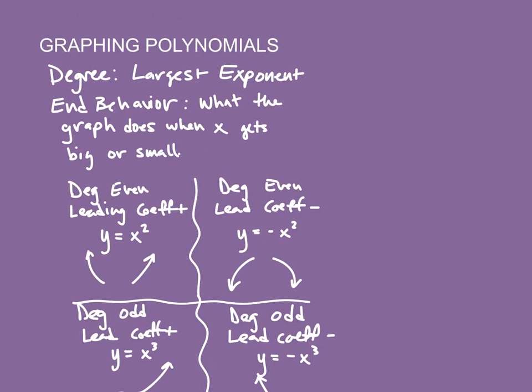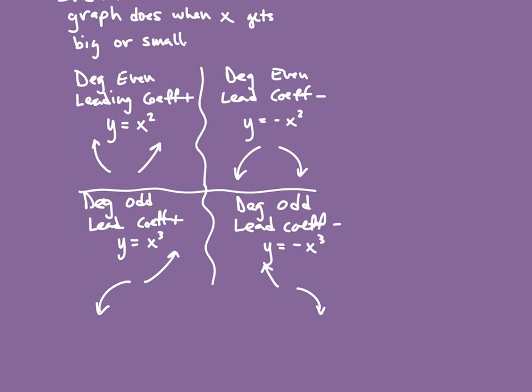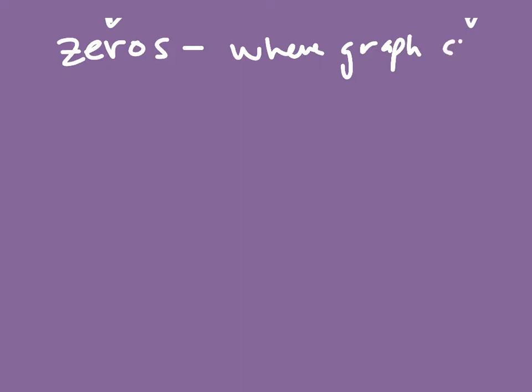When we're graphing polynomials, I'm really going in the order in which we graph these, and what we have to look for in order to put all this together. So we start with the degree. We then look at the end behavior. The next thing we look at is something we've already talked about in the previous video called zeros. This is where the graph crosses the x-axis. This is really important.